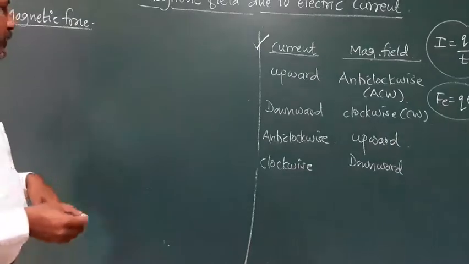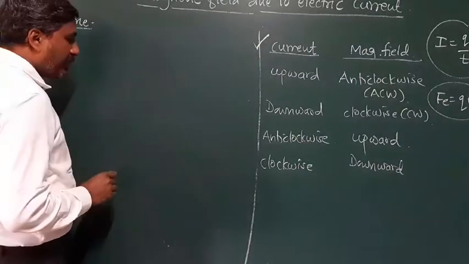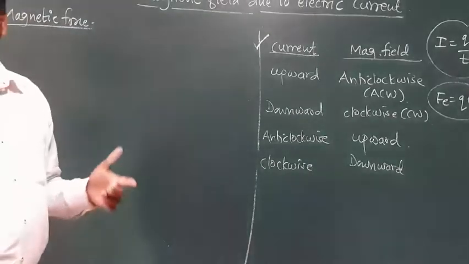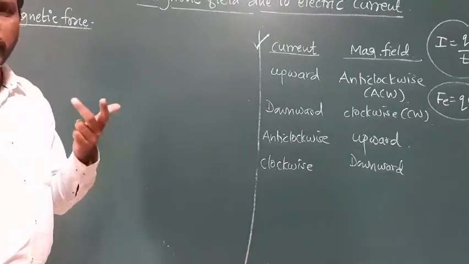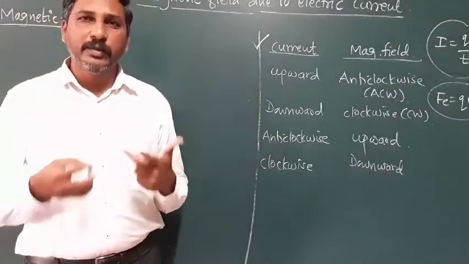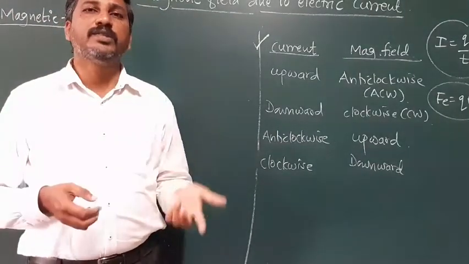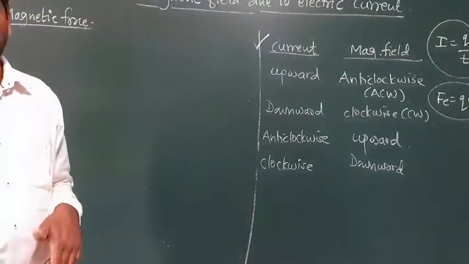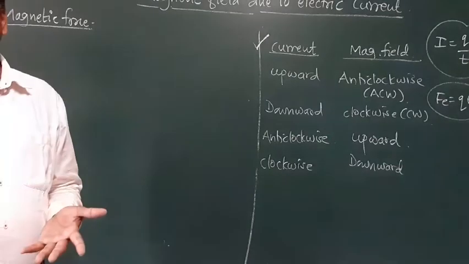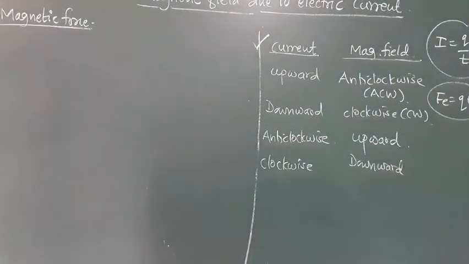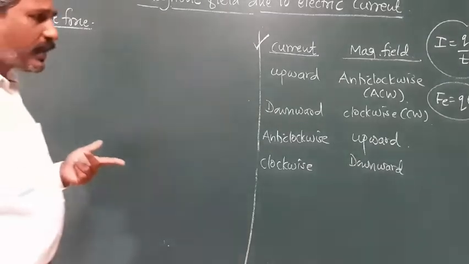It is very simple. Suppose one conductor is there, and both the electric field and the magnetic field are present on that conductor. Then some force is developed on that conductor. That force we have to calculate first. The direction of that force is given by a simple rule, that is the left hand rule.